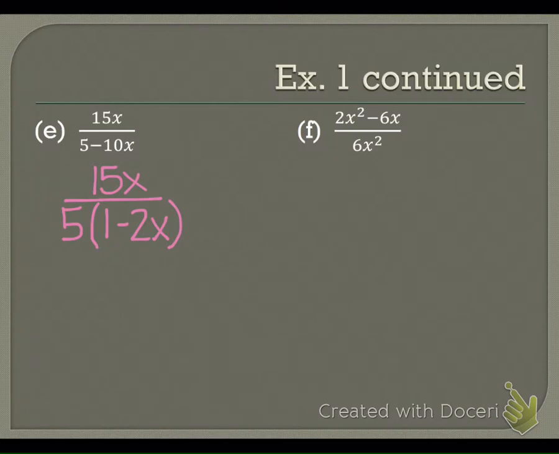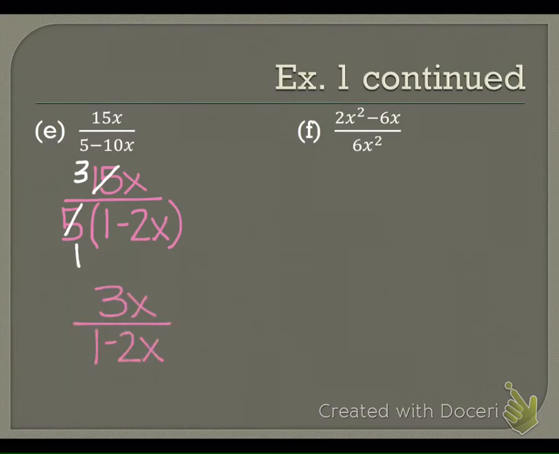Now, can 1 minus 2x be factored any further? So we factored everything we can factor. Now we look for things that will simplify. Jacob, do you see anything in this problem that we can simplify? Good. What goes into both 5 and 15? 5. So 5 goes into itself once, and 5 goes into 15. So, Jacob, what am I left with for my answer?